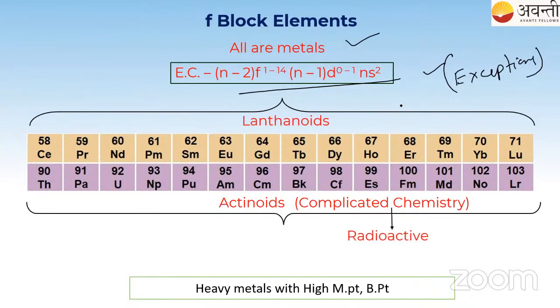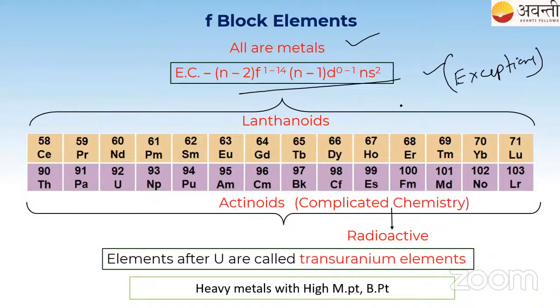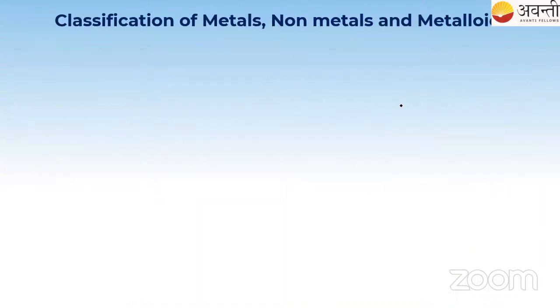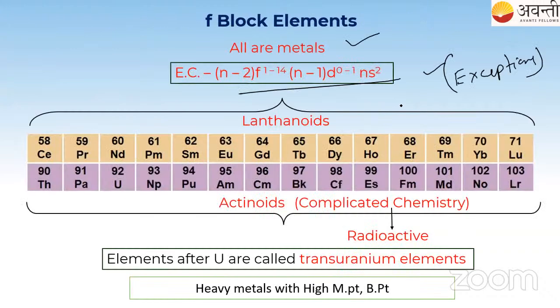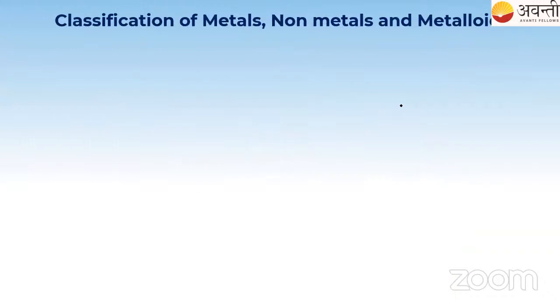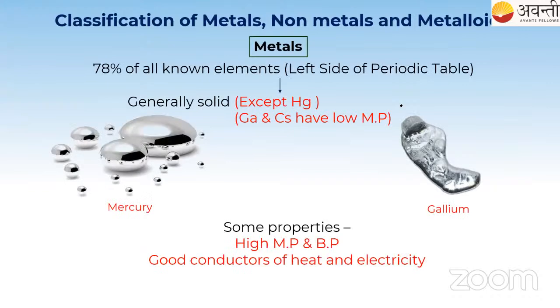Okay. So elements after uranium are called trans-uranium elements. These are man-made elements. Okay. So classification of metals we have already seen. Okay, we will see the rest in the next class.